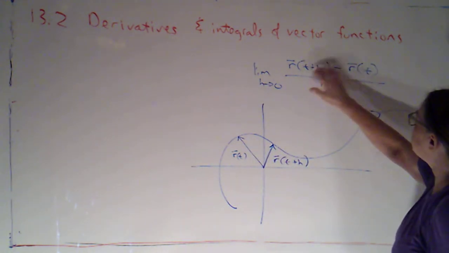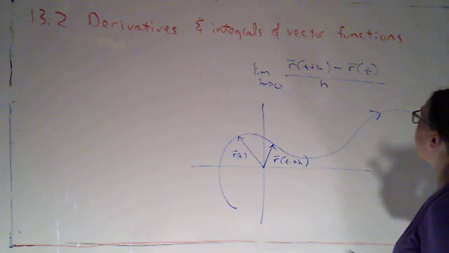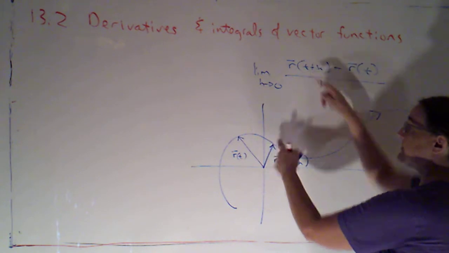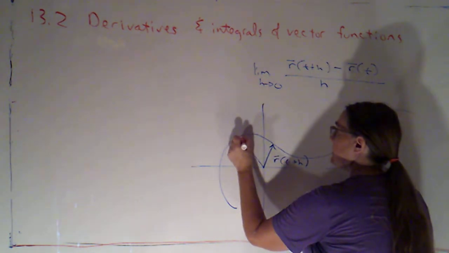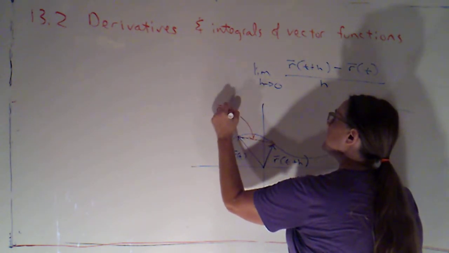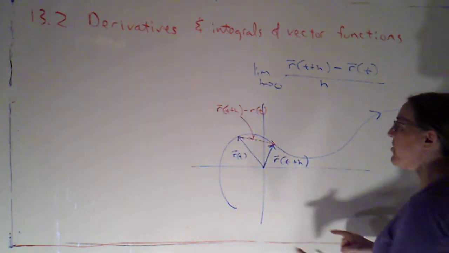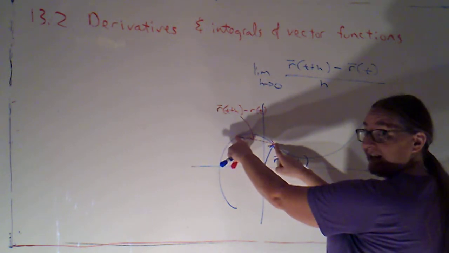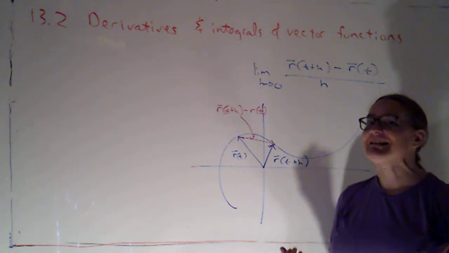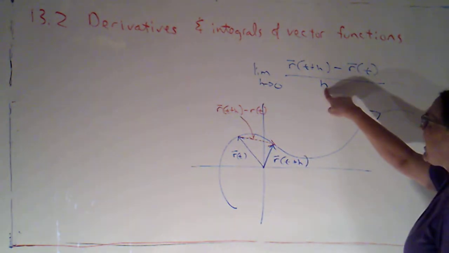Now, what does the vector difference look like? Well, I know when I subtract vectors, I'm going to get the vector that points from the tip of the one I'm subtracting to the tip of the one I'm subtracting it from. So this right here is r of t plus h minus r of t. Notice that's connecting 2 points on this curve. That would be a direction vector for a secant line. Pretty cool, okay?